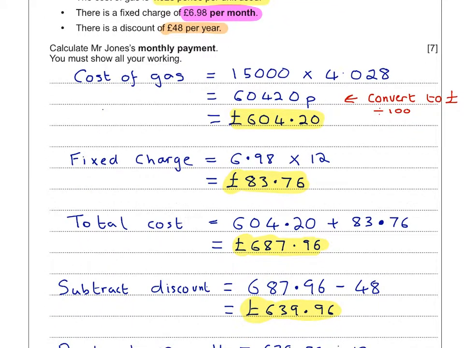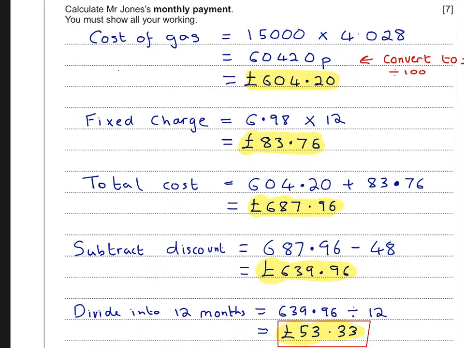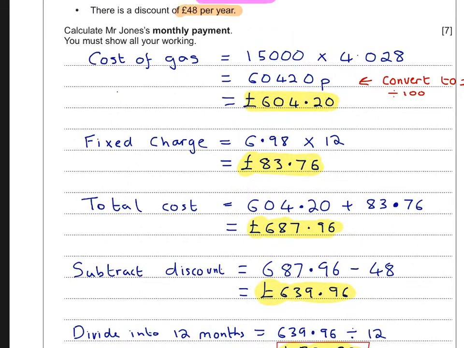You then get a discount. The discount is not per month. The discount is £48 for the whole year. So we do this total, take away the £48. Gives us our final total then of £639.96.